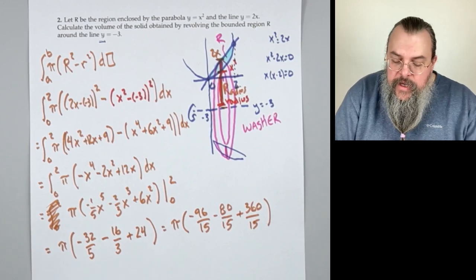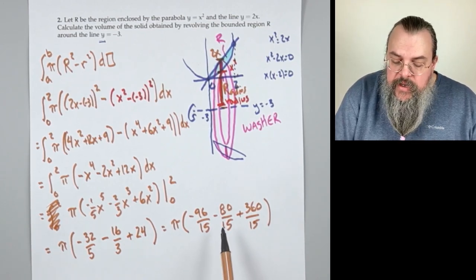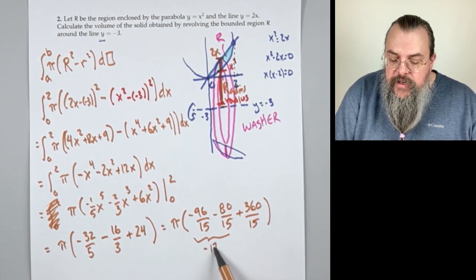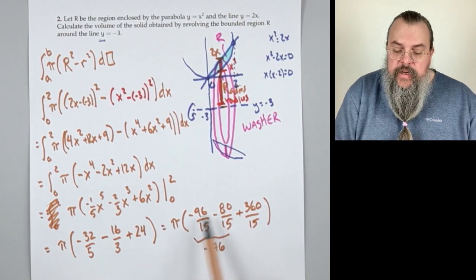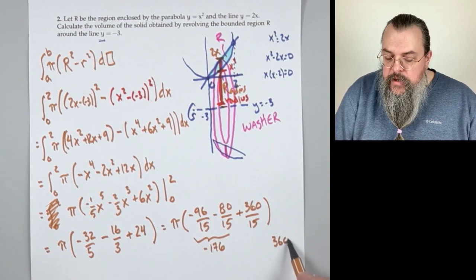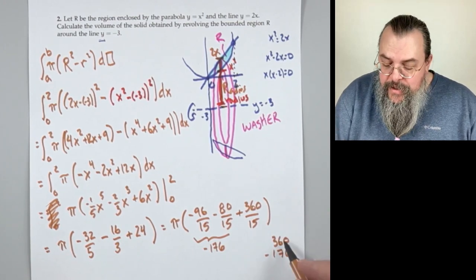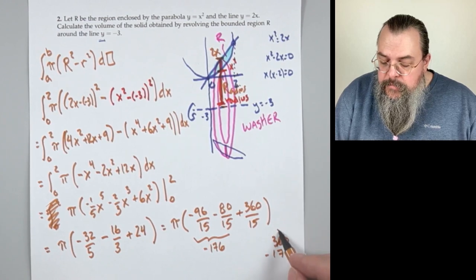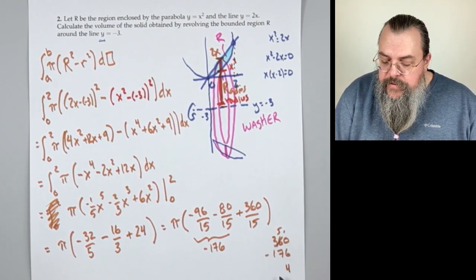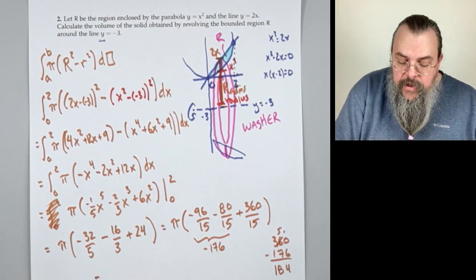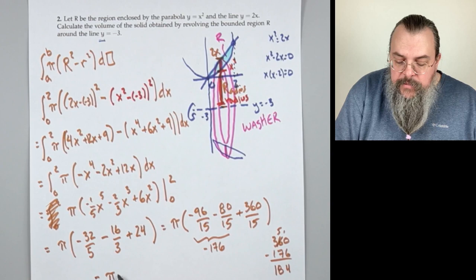Okay, so 360, subtract 80, subtract 96. If you put those two together, you're really subtracting 176, right? 96 and 80. I'm an old enough person that I can sometimes subtract numbers in this way. Carry that, which leaves us with a 4. 35 subtract 17 is 18, so 184. All right, good. So we end up with pi times 184 over 15.